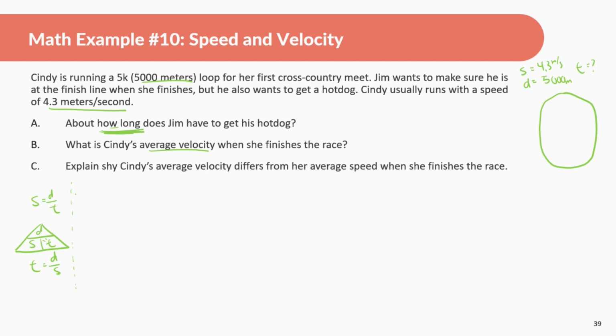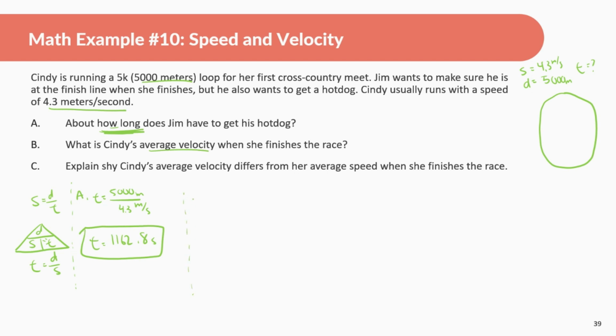Okay, so part A, we're looking for time. Time is equal to the distance, so that's 5,000 meters, divided by the speed, which is 4.3 meters per second. 5,000 divided by 4.3 is equal to, the time is equal to 1162.8 seconds. Okay, so that's how long Jim has to get his hot dog before Cindy finishes.